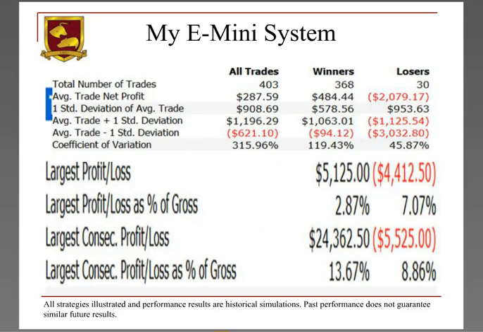Here the largest profit was $5,000. Here's the numbers. I've blown them up a little bit. The largest profit as a percent of gross is 2.87%. The largest consecutive profit or loss, winning trades in a row is 24,000, as opposed to consecutive losers in a row, 5,000. That gives you another input.